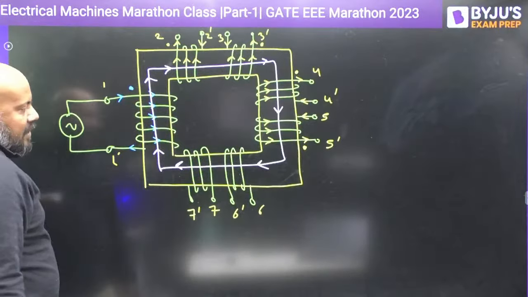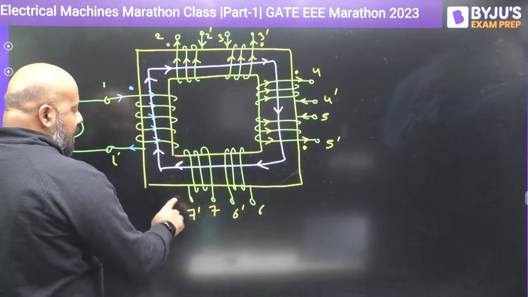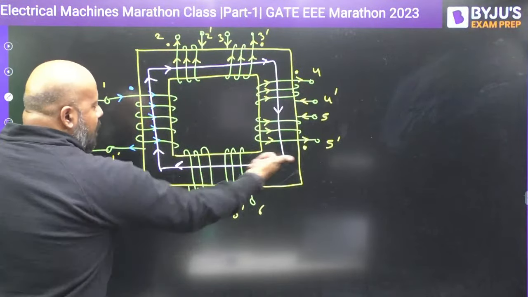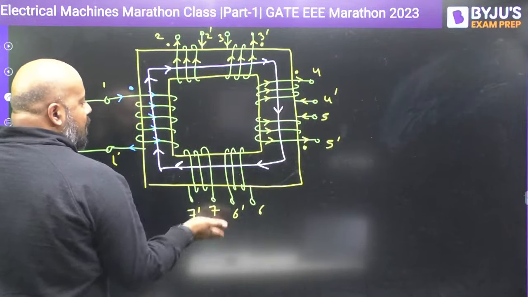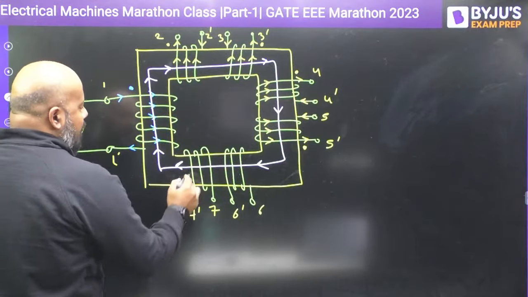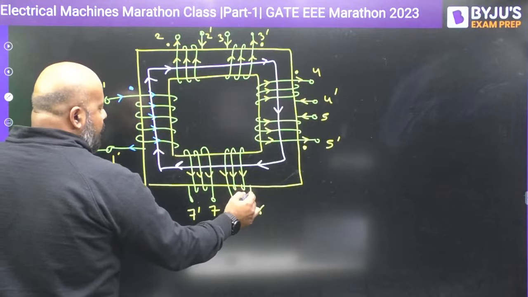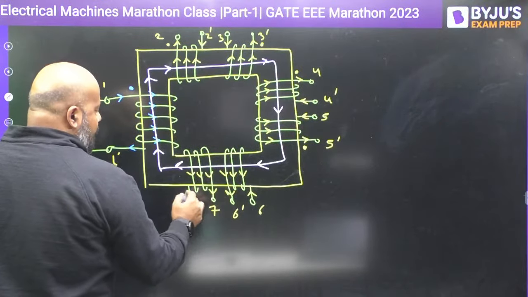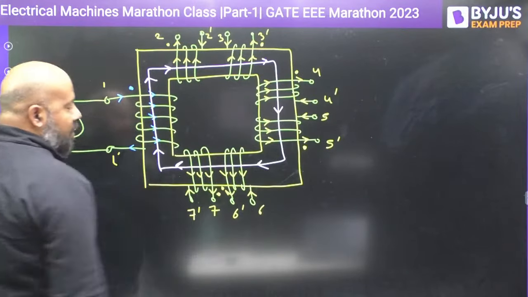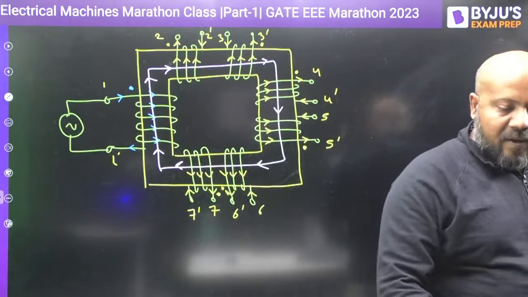6,6 dash and 7,7 dash, the flux is going from right to left. So the currents in these windings should be such that they produce a flux going from left to right in this direction. So what is the direction of fingers movement? It is upward to downward. Okay. So current leaving the dot at the load side. This is how you are going to decide the dots if multiple windings are given.